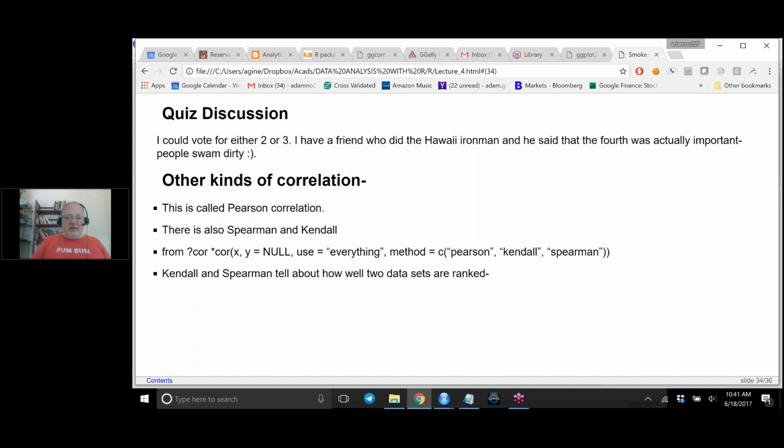All right, so in talking about correlation, this is called Pearson correlation. There are two other kinds called Spearman and Kendall. If you use question mark cor to see what's going on, you'll see that you have X and Y, and Y equals NULL. This is saying if X is a data matrix, you don't need to put in a Y value, use everything. And then method: Pearson, Kendall, and Spearman. Kendall and Spearman are less important, but they're important. They're ways of connecting ranked data. So if you have ranked data, you would use these.